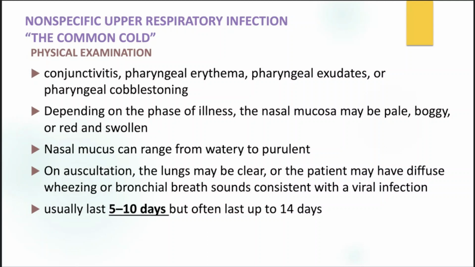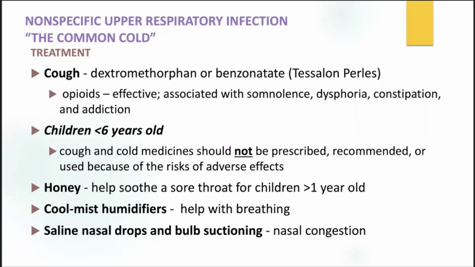For cough, what we use is dextromethorphan or benzonatate. These are antitussives. Opioids are also effective. However, they have side effects, which is why they're not readily prescribed. There are also some supportive medications that are given for children, but we'll not dwell on that further.